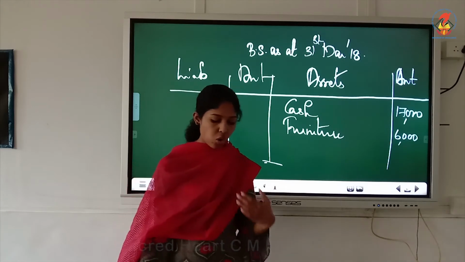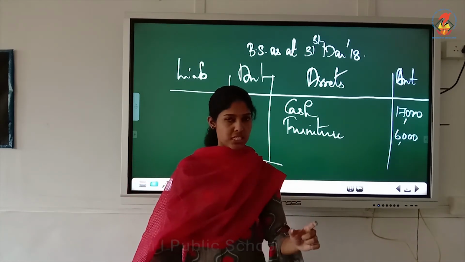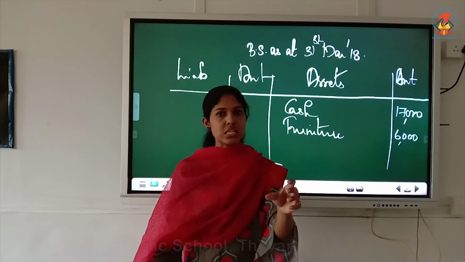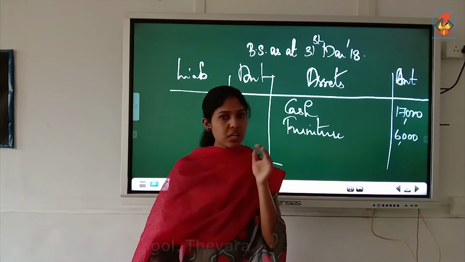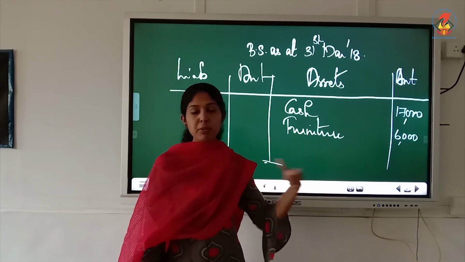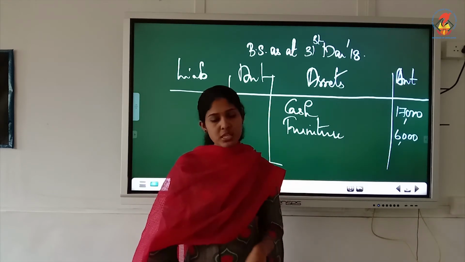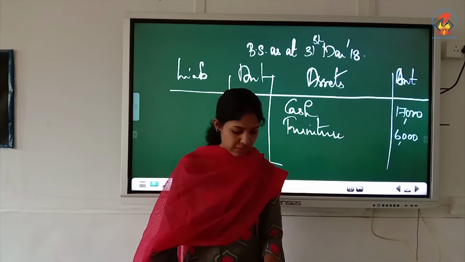Understood? So in every question, what you have to do is see those excluded items, capital items, and if it belongs to the opening balance sheet, you must record it here. Previous questions, why didn't we write? Because all those items were related to the closing figures only, closing date only.